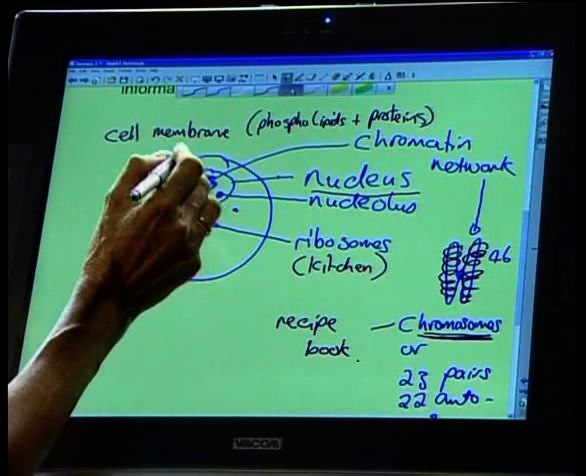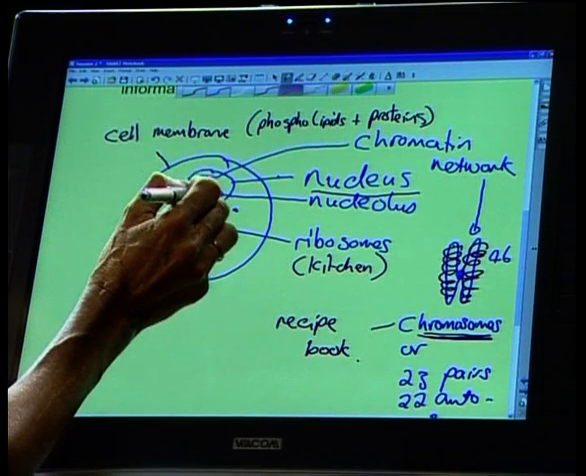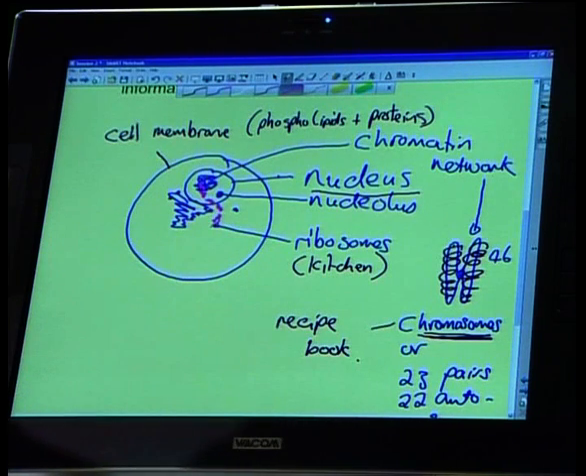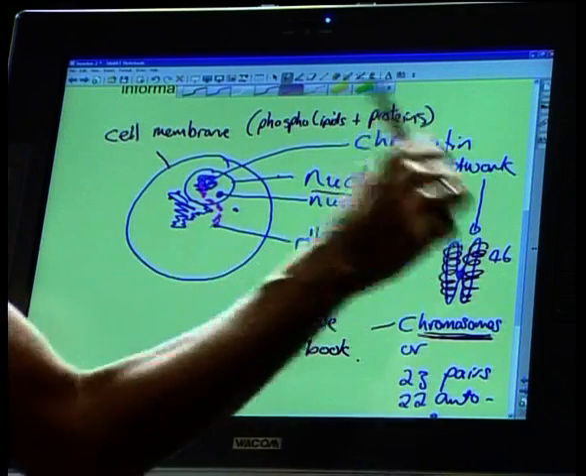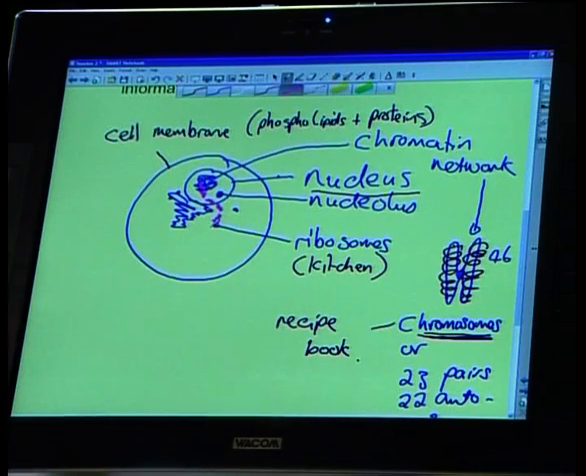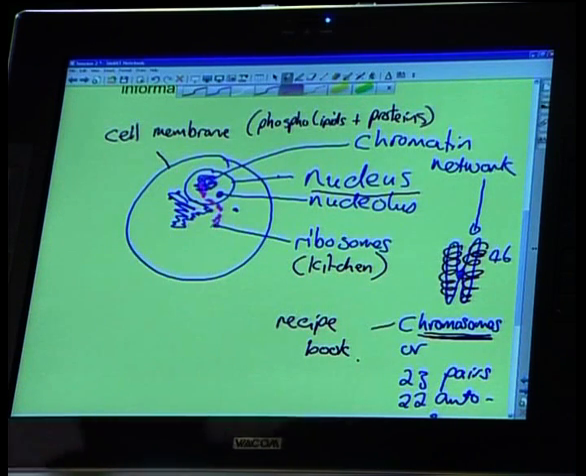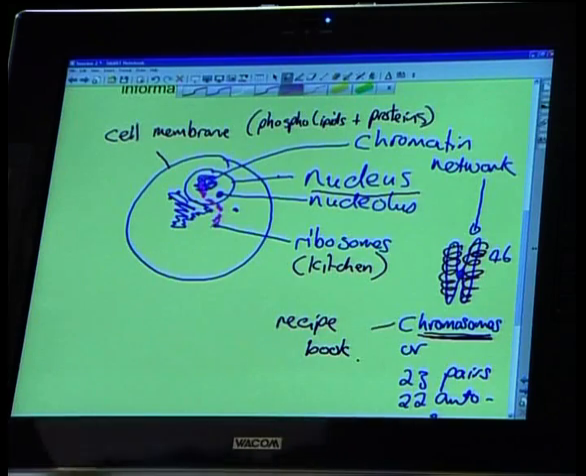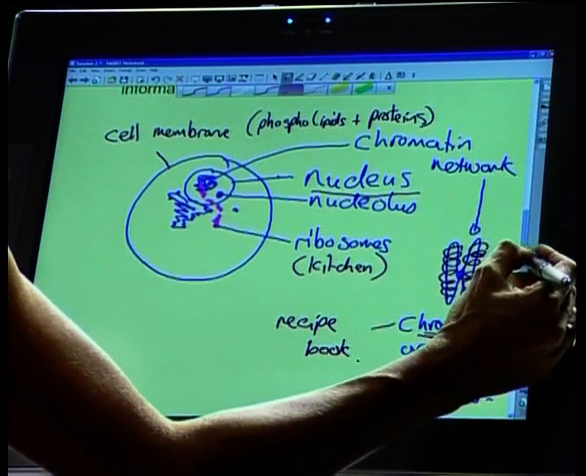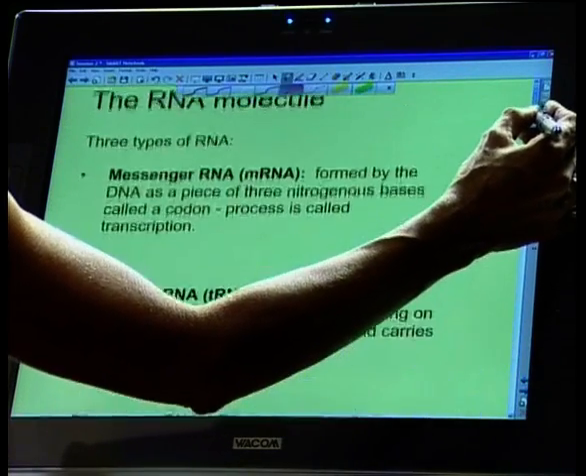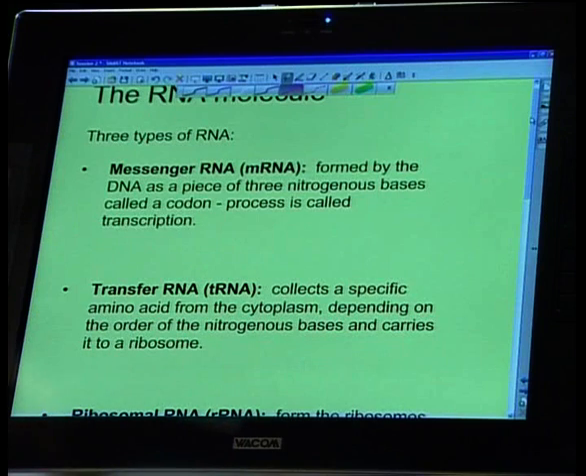The RNA is going to go from the chromosome, from the DNA, and it's going to take that information to the ribosome. And what is it doing? It's carrying a message. So we call it messenger RNA. So all of this is to help you understand what we are looking at.